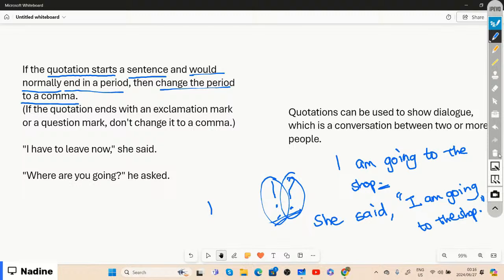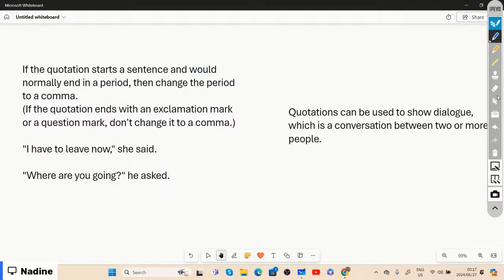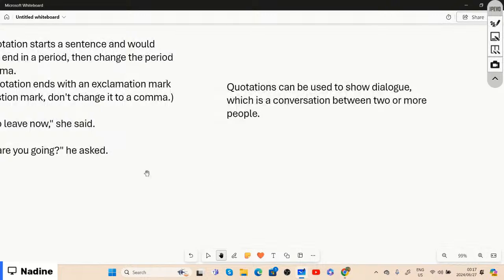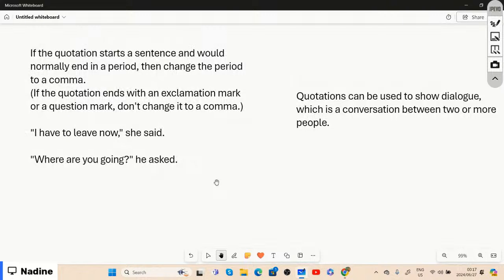All right, and then also when it comes to quotation marks, remember, we're still talking about quotation marks within dialogues, because a dialogue is basically a conversation between two or more people. So quotations can be used to show a dialogue. And that is what a quotation shows, because it means that I told you something and now you are repeating what I said.